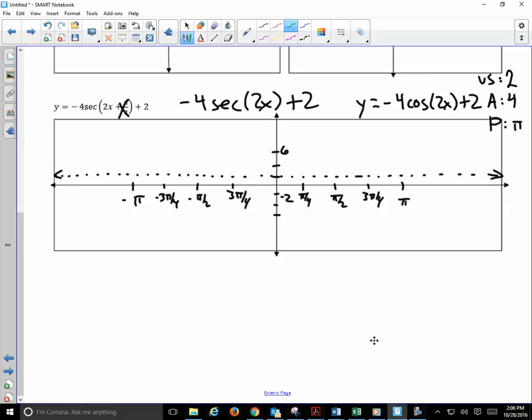Where does it start? Max, min, or middle? Why does it start at the minimum? It's cosine. Cosine starts at either the maximum or the minimum. Because it's negative, it'll start down at the minimum. From there I go up. So far, it's the same as we did yesterday, right?